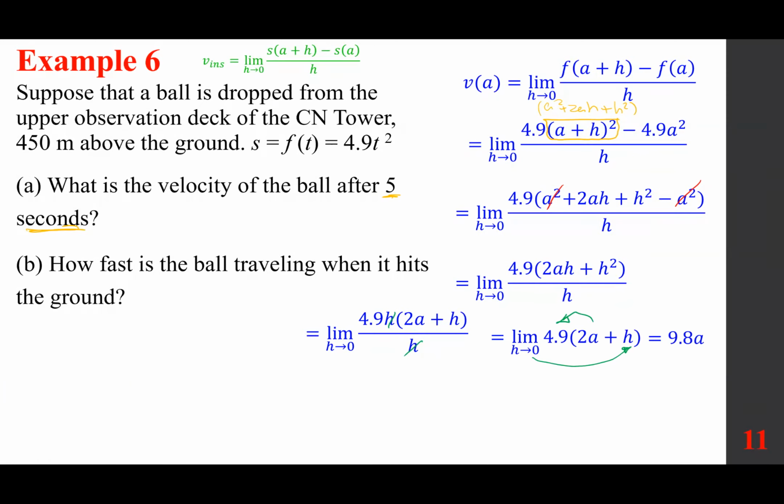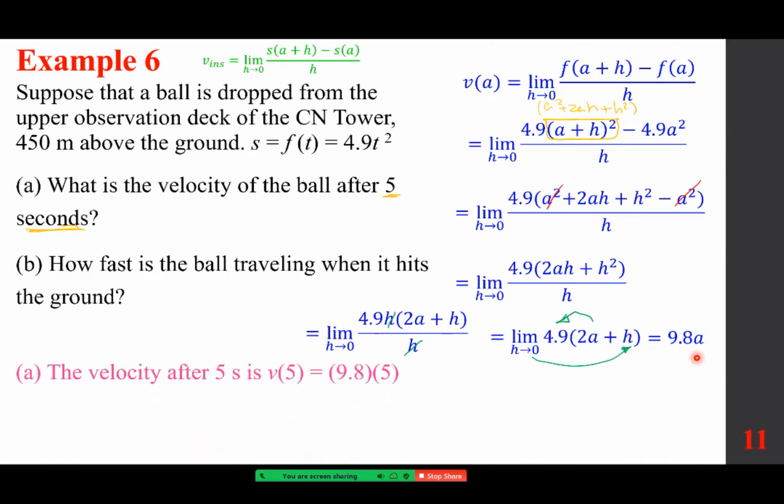And that makes it really interesting to finish off the job. So what is this? The instantaneous velocity at A seconds. As long as I have the time, I can come up with the velocity. I don't have to go through the same process again and again. So for part A, I'm going to use 5. So I'm going to plug in 5 here for part A. 9.8 times 5 gives me 49 meters per second.